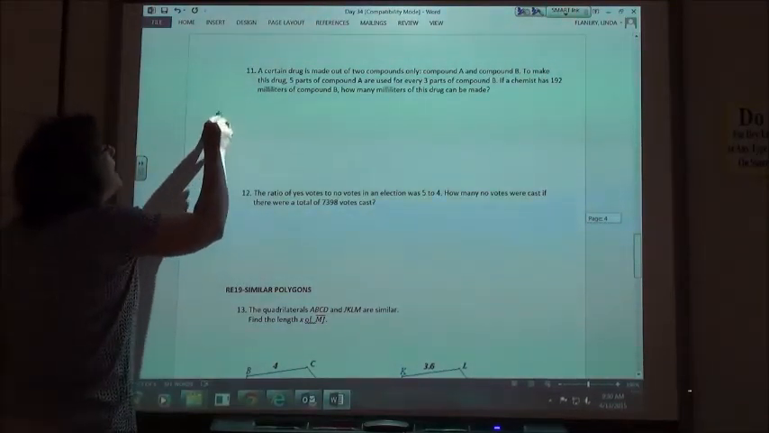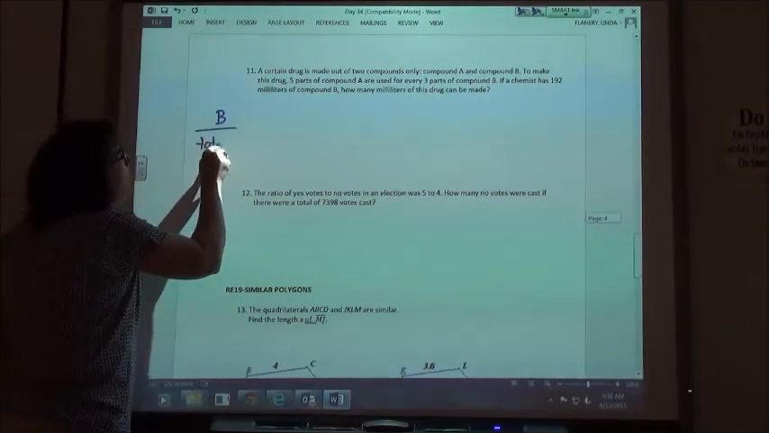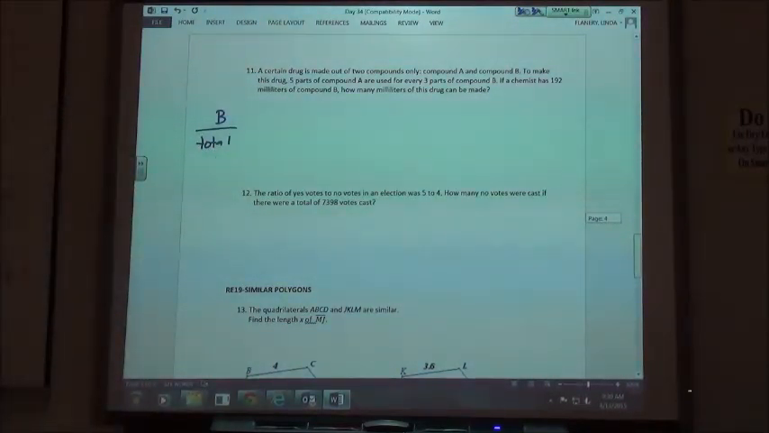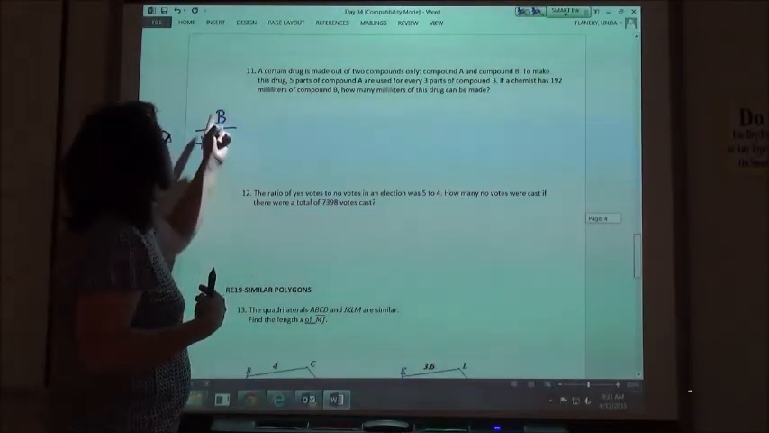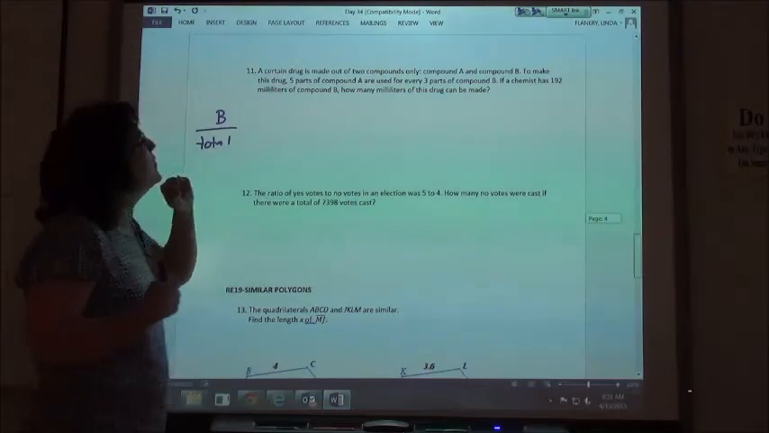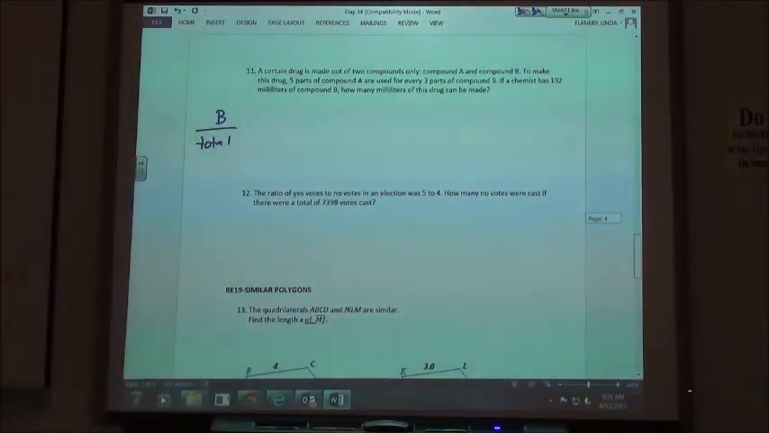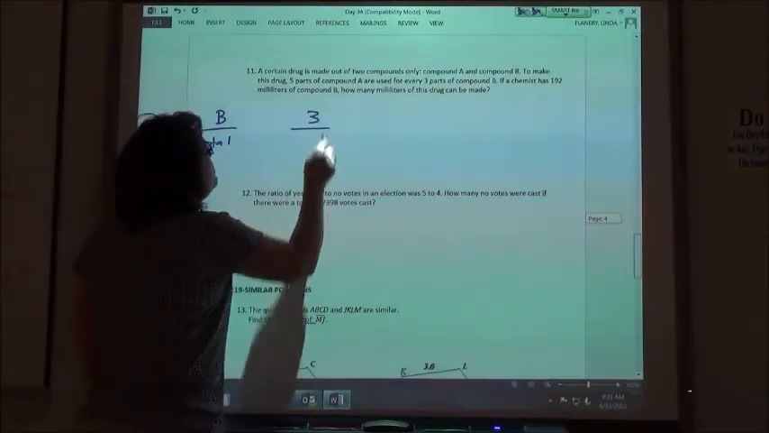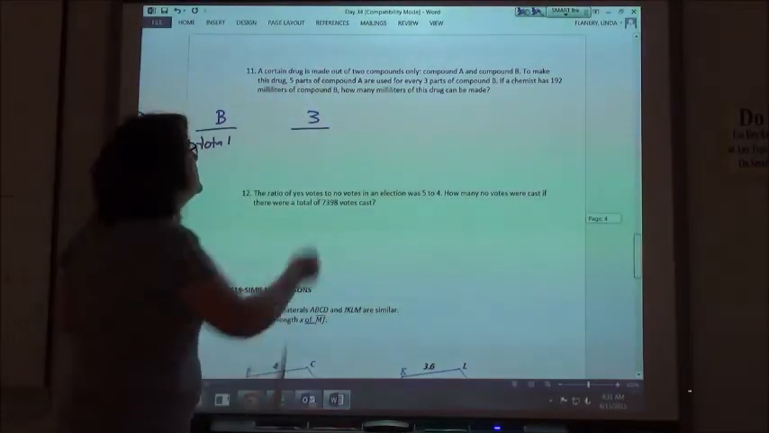So again, we're looking at comparing B to the total amount of the drug that can be made. So if I have my given rate of 5 parts of A for every 3 parts of B, what would be the rate that we'd want to use to solve this problem? We want B to the total. So instead of 5 over 8, we want, how many of B do we have? 3 over 8. So we have 3 parts of B for every 8 total parts.